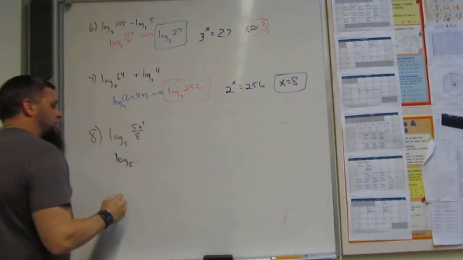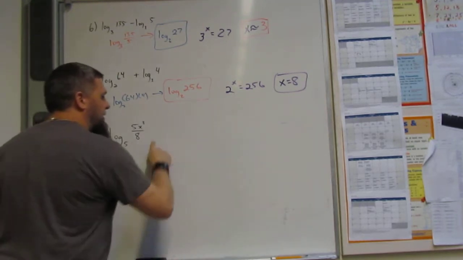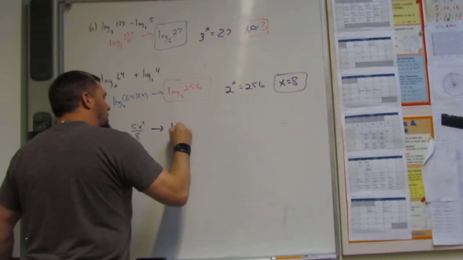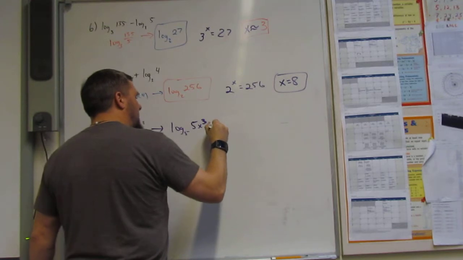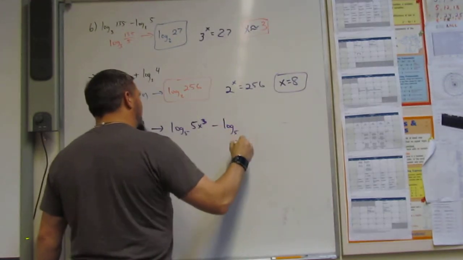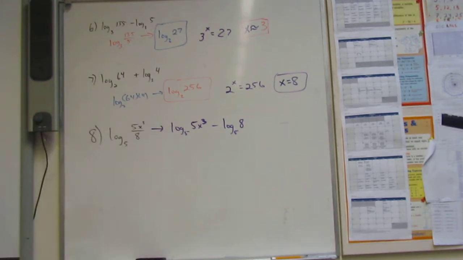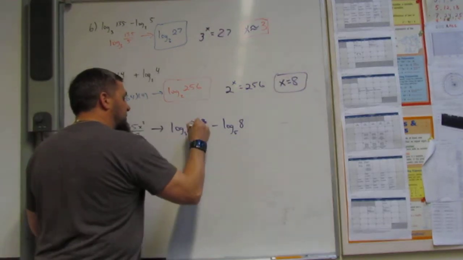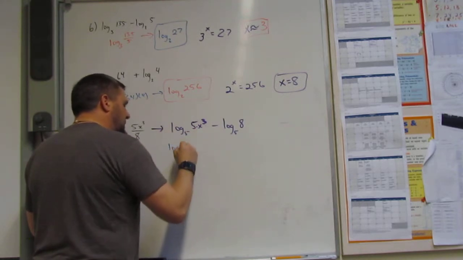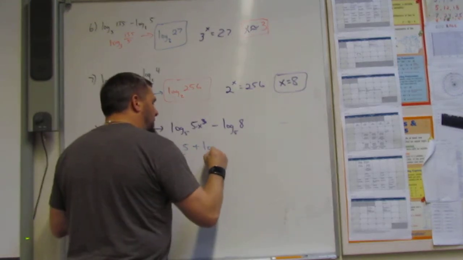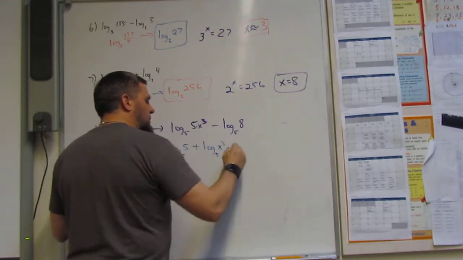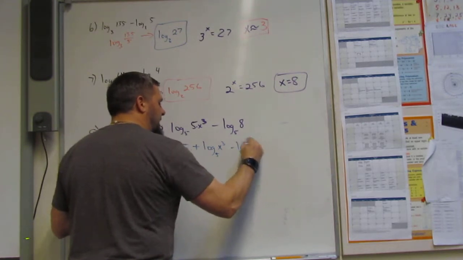Log base 5. So I'm going to take this over here and then bring it down. So log base 5 of 5x cubed minus log base 5 of 8. Now what do we do when we multiply? Add. Is that it? Okay. So this is multiplication, so I'm just going to separate them. Log base 5 of 5 plus log base 5 of x cubed minus log base 5 of 8.